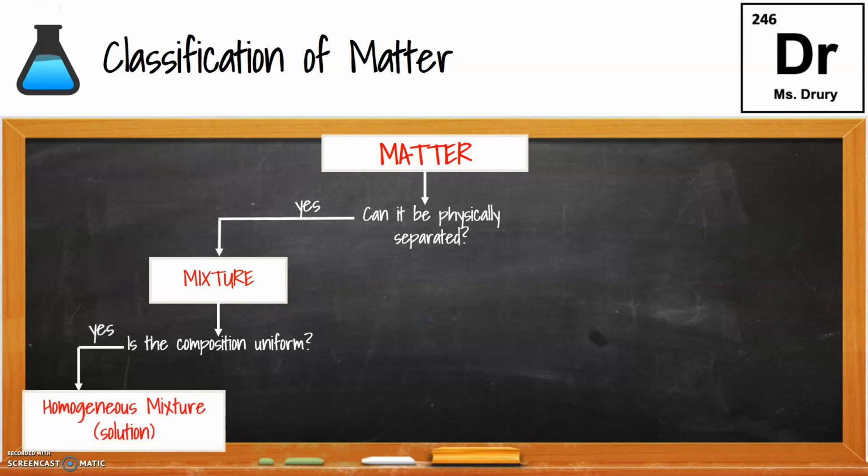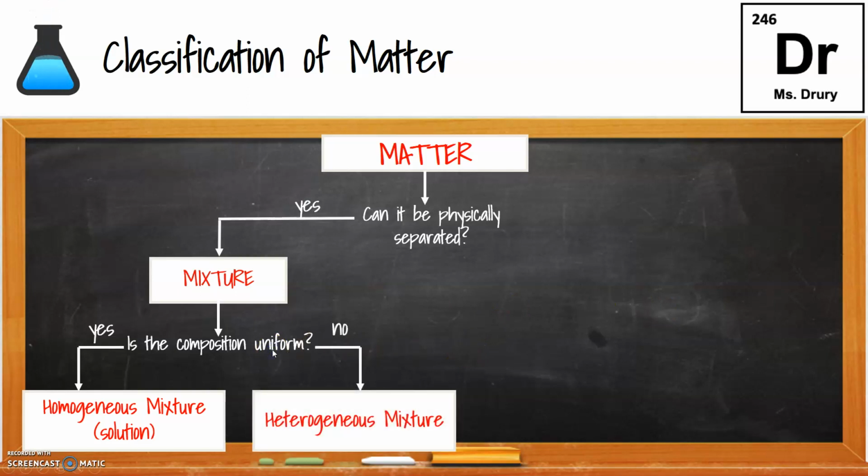If it all looks the same, it's called a homogeneous mixture, which we'll come to again later in the unit, also known as a solution. It looks all the same throughout, like non-purified water, right, or milk. And if the composition is not uniform, it's called a heterogeneous mixture. So I can see the pieces, like the chocolate chips in a cookie.